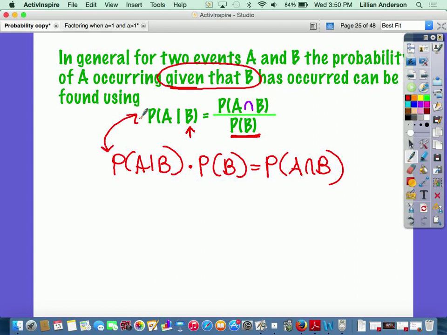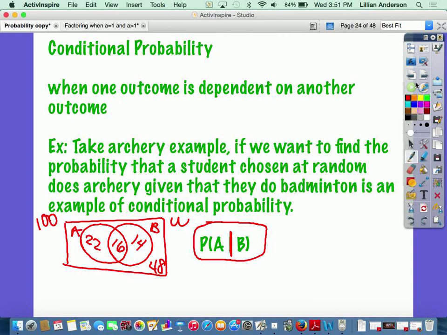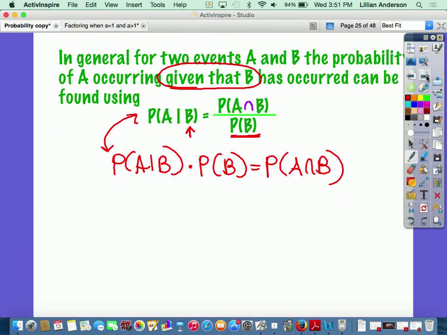Most of the time you're looking for the probability of something given something else, and so you use the top equation, but I don't want you to be thrown off by the one down at the bottom, okay? So if we look at the example, it's about the archery, it's asking what's the probability that a student chosen at random does archery given that they do badminton. So I will set it up. I'm going to use the very first equation. The probability that they do archery given that they do badminton. Don't judge me on my spelling. That's why it's not English.